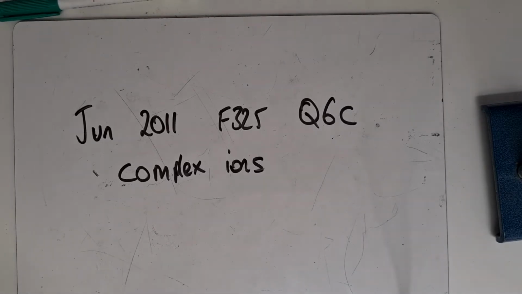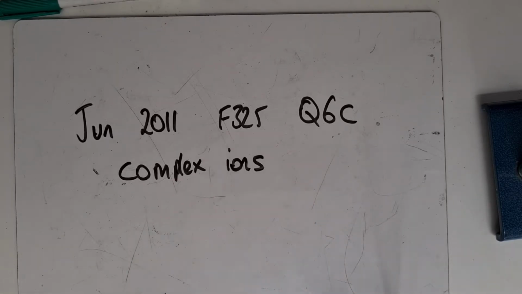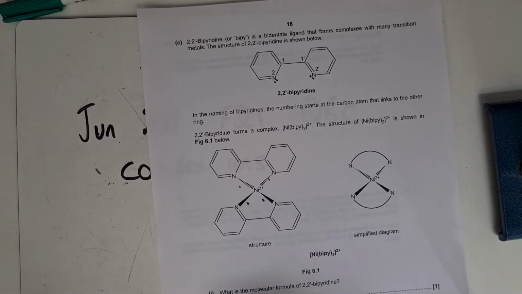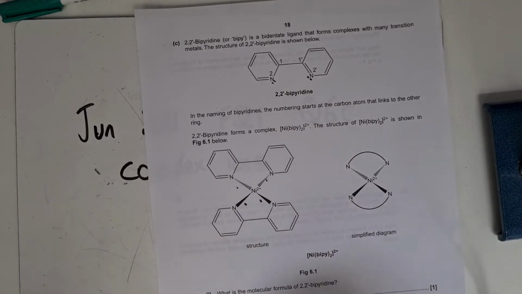Hi, in this video I'm just going to be going through a question from June 2011, question 6C, and it's a complex ion type question. And it's looking at 2,2-bipyridine. It's a bidentate ligand, so we've got two coordinate bonds can be formed, one on either nitrogen.